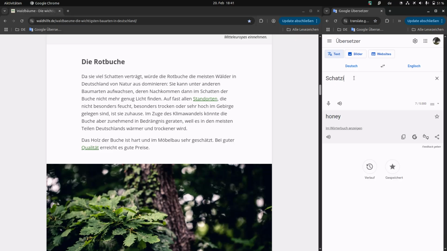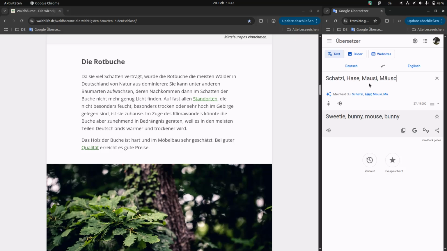We also have other words like Hase, which just means bunny. Then we have another word for little children, like Mausi or Mäuschen. Then we also have, let me think of others.